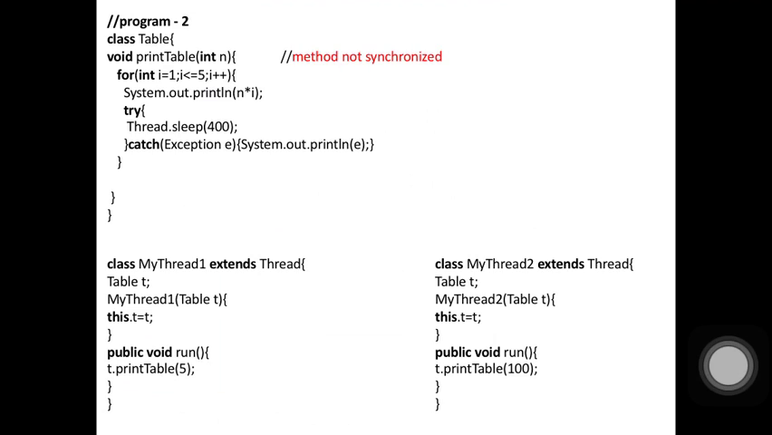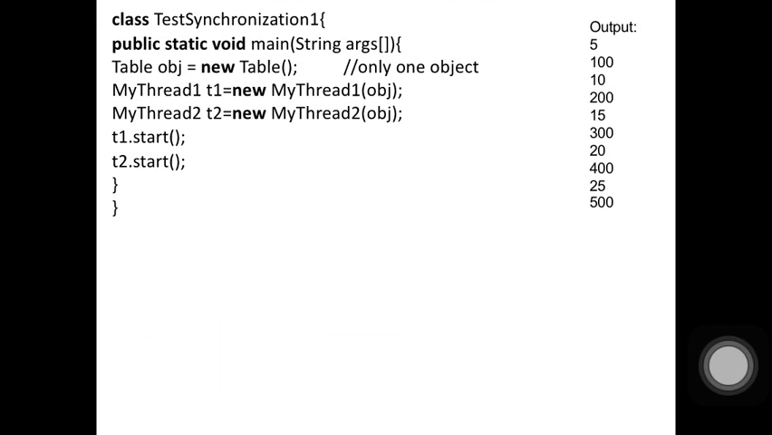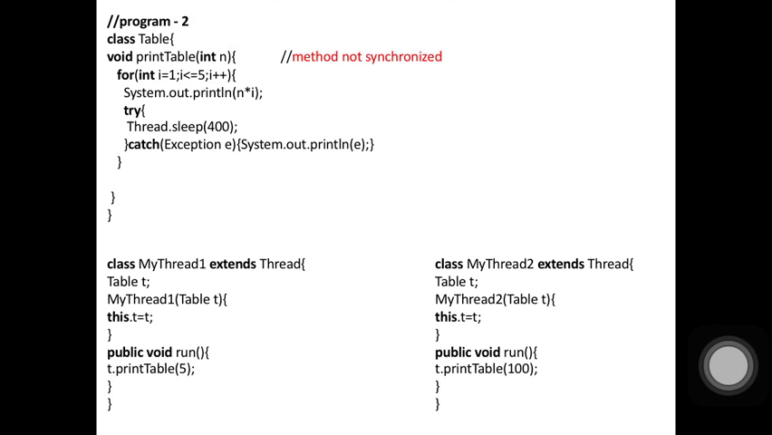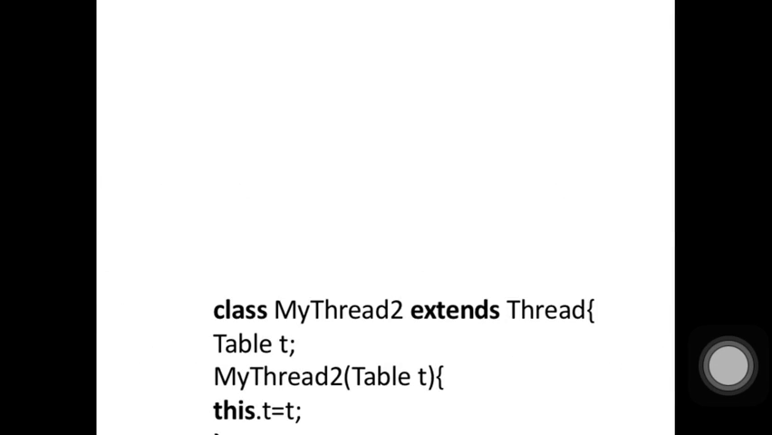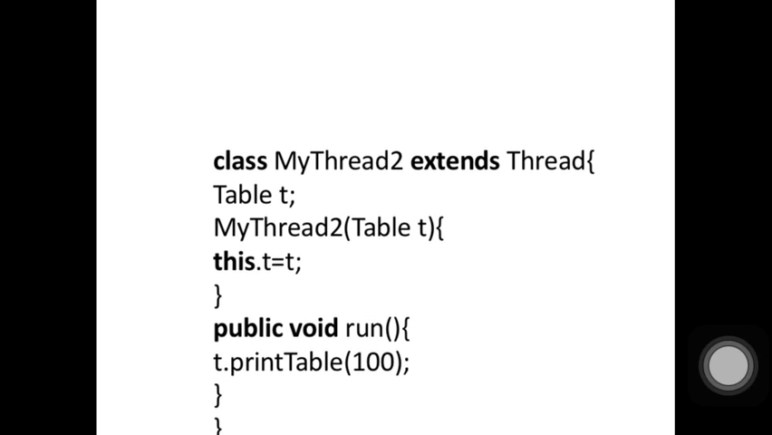The same program here, I define one printable method as a synchronized method, before not synchronized, and next synchronized. Here the thread is suspended for 400 milliseconds, and I define two threads here, my thread 1 and my thread 2, and I execute this application. So here I created two threads, and t1.start and t2.start. The first thread is going to be executed with the multiples of 5, 5 into 1, 5 into 2, and so on. The second thread is going to be executed with 100 into 1, 100 into 2, like that.